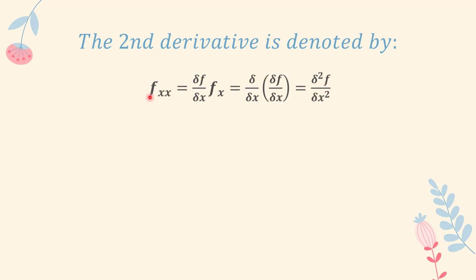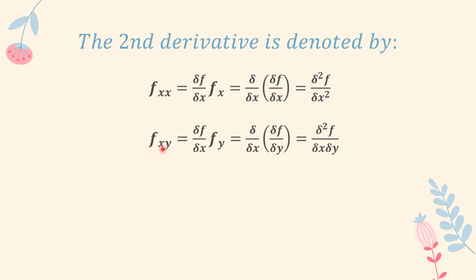Now, the second partial derivative will be denoted as follows. The first one is fxx. What is fxx? This is the partial derivative of fx, derivated again with respect to x, so it will be denoted as d squared f dx squared. And for fxy, it is the partial derivative with respect to y, which is later derivated again with respect to x, so it will be denoted as d squared f dx dy.